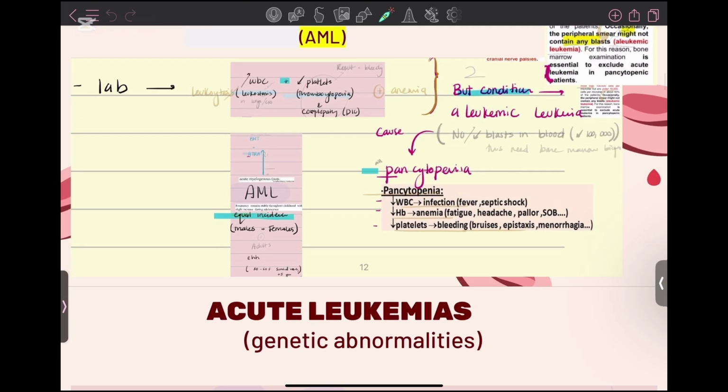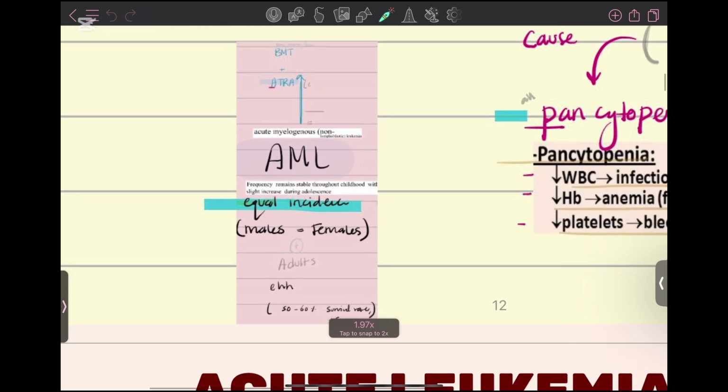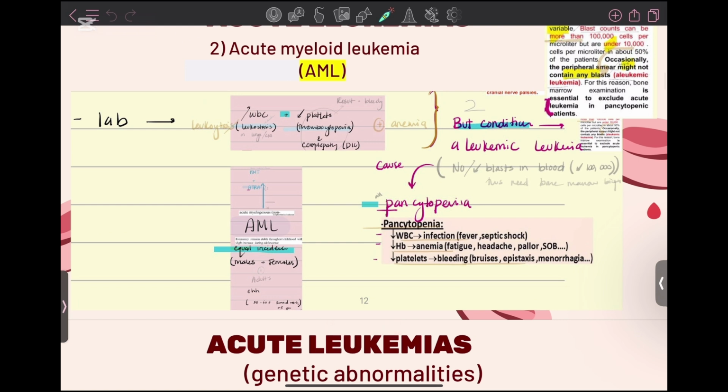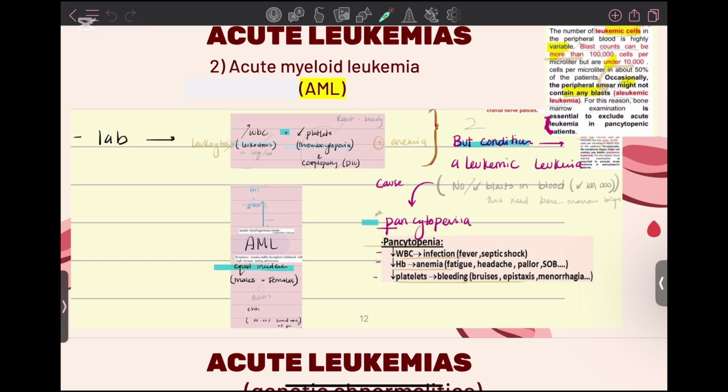Okay, another thing which was mentioned in the hospital lecture, you may refer back to this for your final, is that there is an equal incidence in males and females over here. That means there is no predisposition in males or more in females. No, it's equal. Okay.